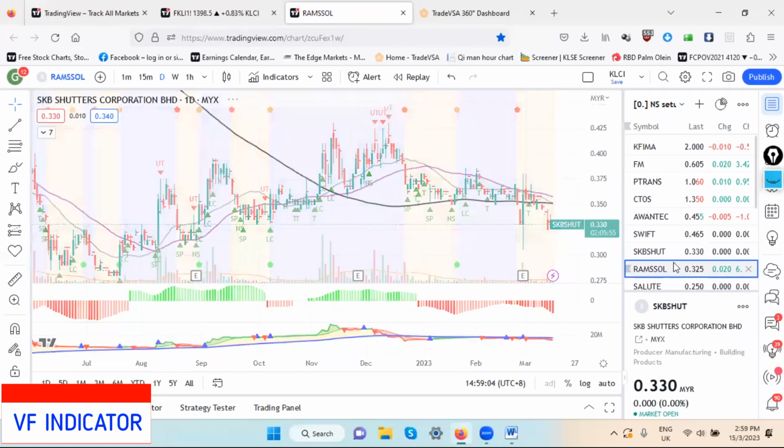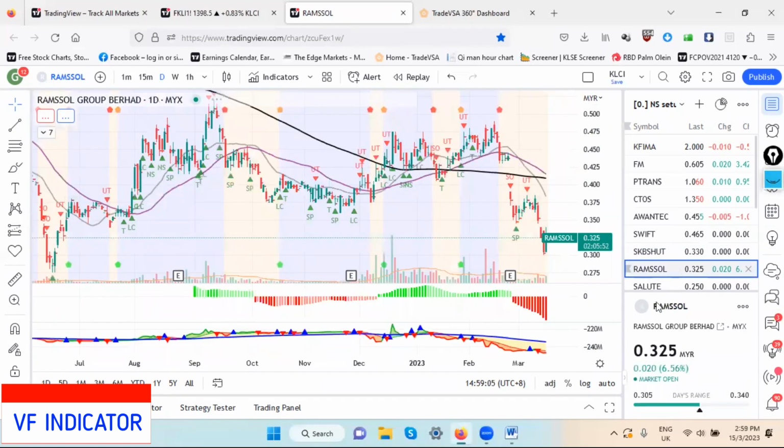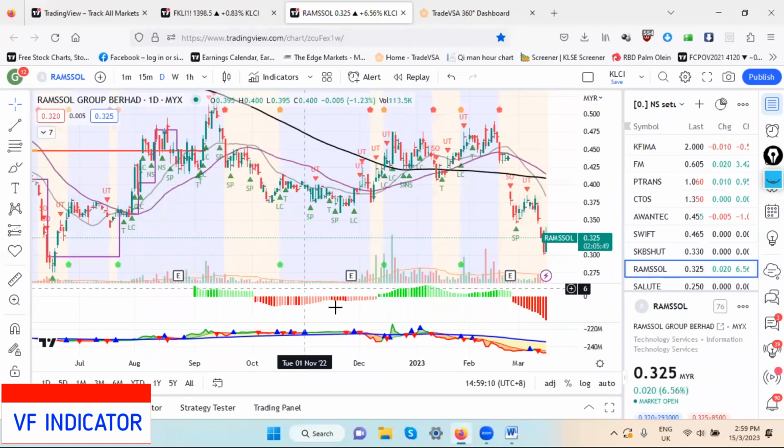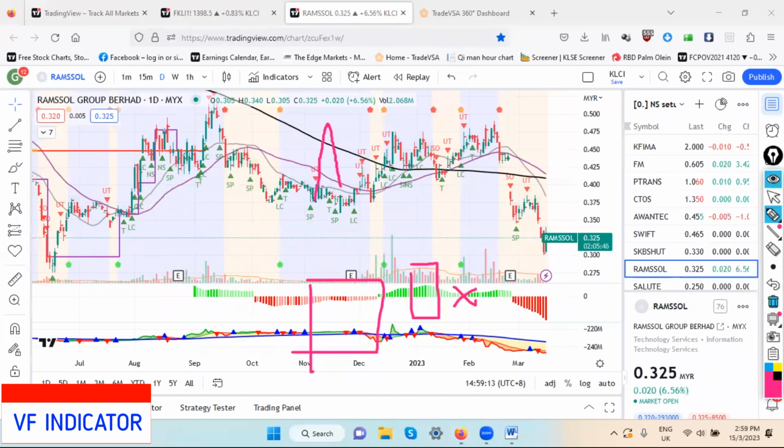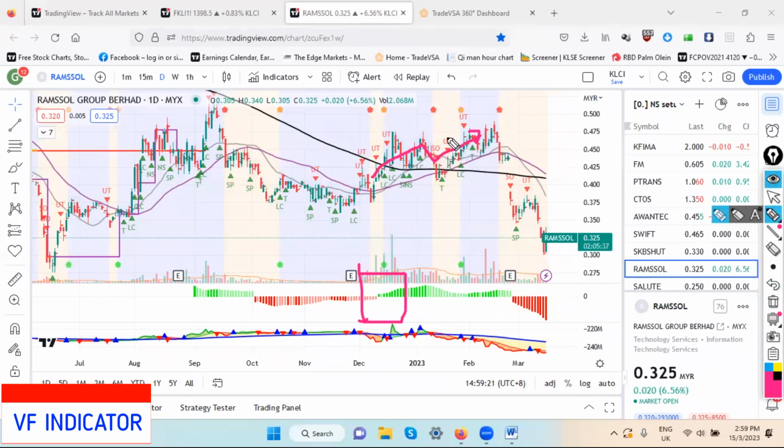Another stock I want to continue to show you is Ramsol. This one is also a new stock. Your entrance point will be here, and then you benefit. However, when you come to this area, you see something is wrong. How come you have a green position?